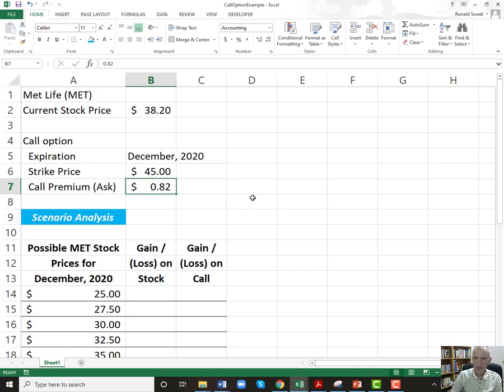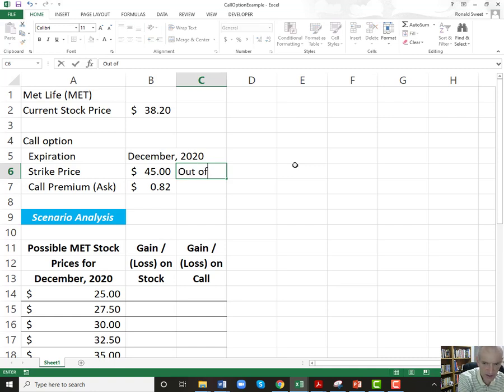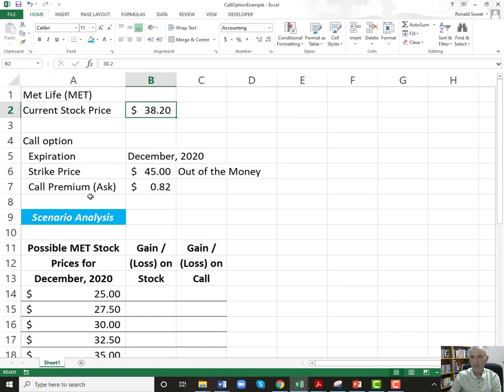So there's all the information we need. There's a few things we want to talk about. The first thing is this option is out of the money. And how do we know that? Well, it's out of the money because if you bought this option today to be able to buy MetLife for $45, would you execute it today?